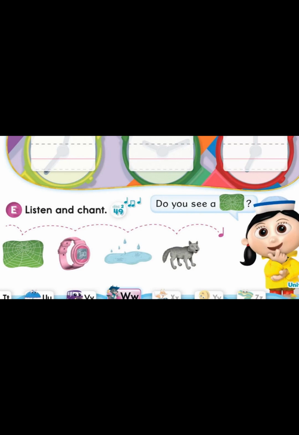Web. W, W, web. Watch. W, W, watch. Water. W, W, water. Wolf. W, W, wolf. Web, watch, water, wolf. Do you see a web? Do you see a watch? Do you see water? Do you see a wolf?